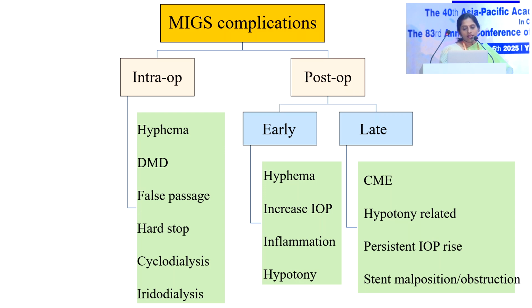Postoperative complications again can be early complications or late complications. Postoperatively you can see a lot of patients having hyphema, retained blood clots, high intraocular pressure. Sometimes you can go for hypotony when there is cyclodialysis. Late complications like cystoid macular edema, late hypotony or persistent high intraocular pressures are also reported.